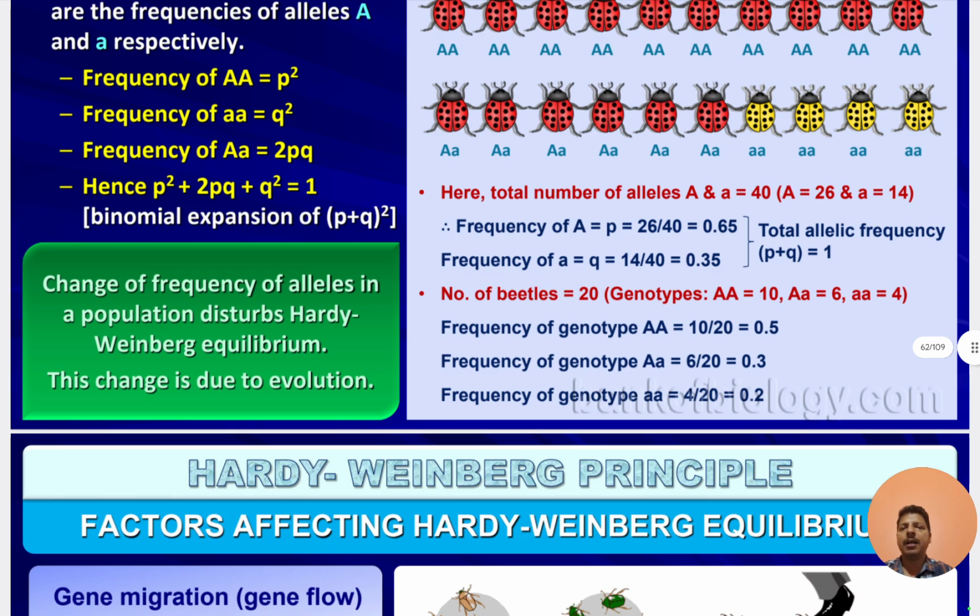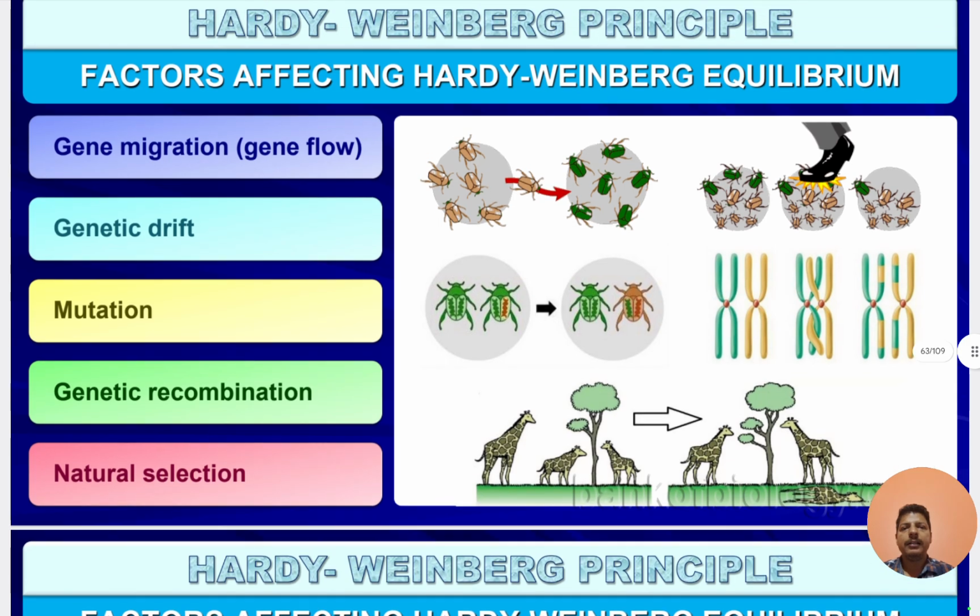Change in frequency of alleles in a population disturbs the Hardy-Weinberg equilibrium. This change is due to evolution. Then factors affecting Hardy-Weinberg equilibrium: gene migration, gene flow, genetic drift, mutation, gene recombination, natural selection.